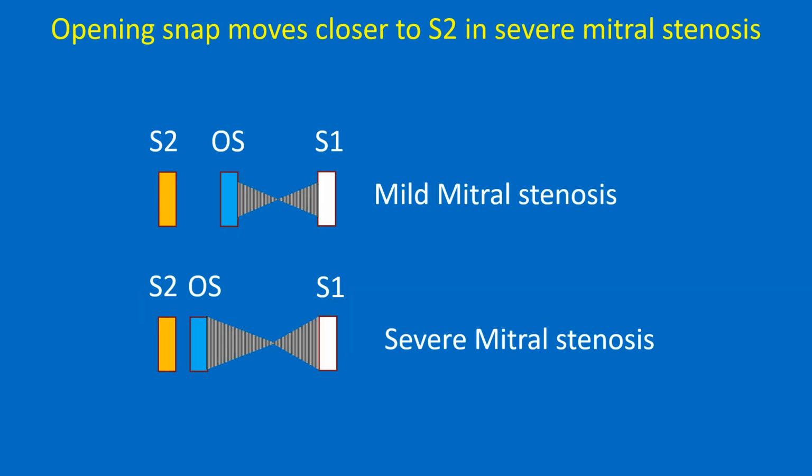Opening snap occurs after the second heart sound and is earlier in severe mitral stenosis. Hence, S2-OS interval is inversely related to the severity of mitral stenosis. Opening snap disappears when the valve becomes non-pliable with severe calcification. The mid-diastolic murmur of mitral stenosis starts immediately after the opening snap.